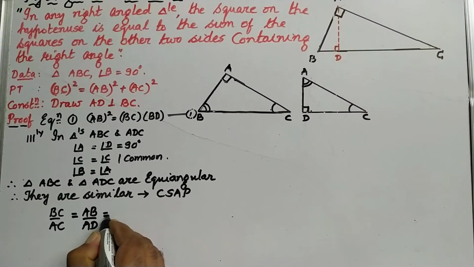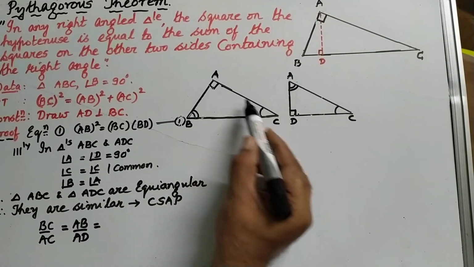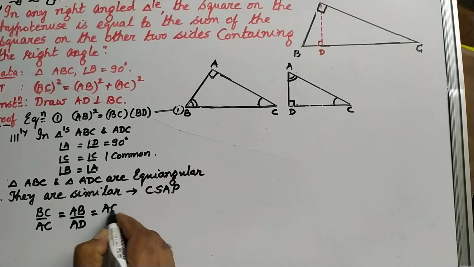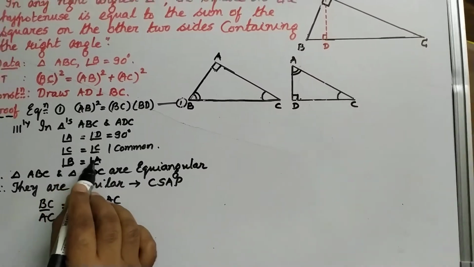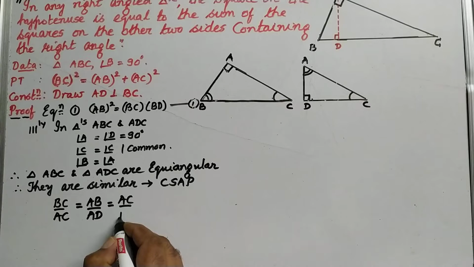That is equal to the third pair of angles. Angle B of the first triangle. Side opposite to that is AC by angle B is equal to angle A of the first triangle. Side opposite to that is DC.